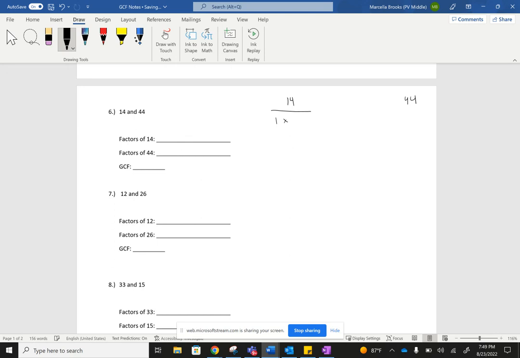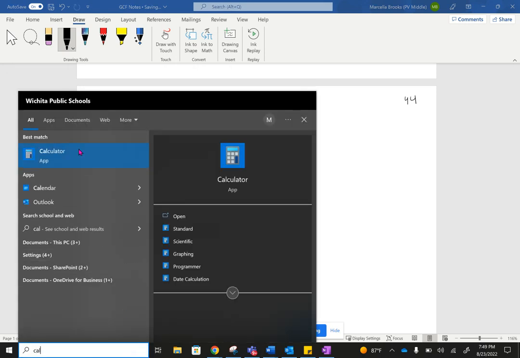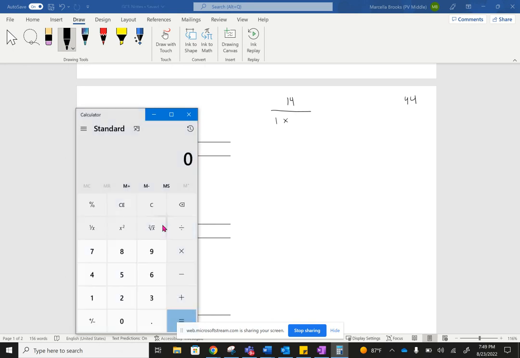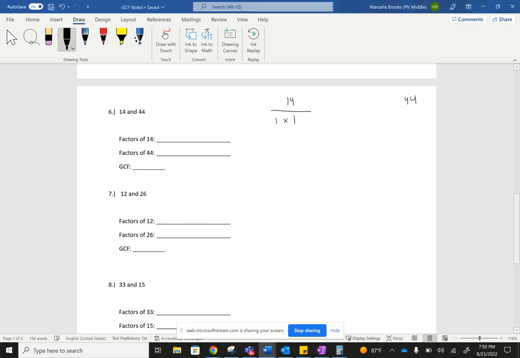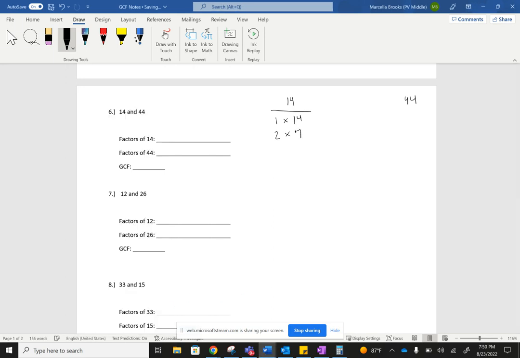All right, so 1 times something makes 14. You should start to notice some patterns here. What could it be? Let's type in 14 divided by 1. 1 times 14 makes 14. Does 2 times something make 14? Let's check. 14 divided by 2. 2 times 7 makes 14. Let's try 3.